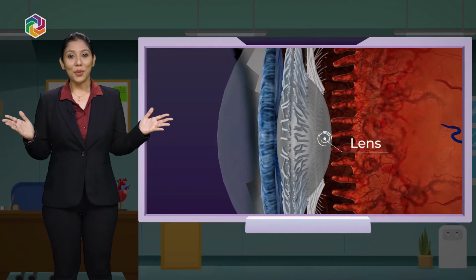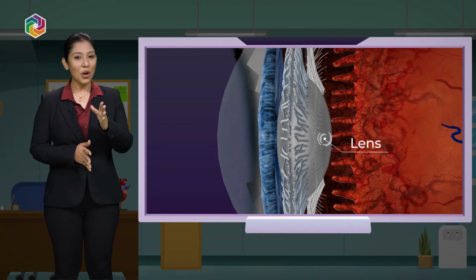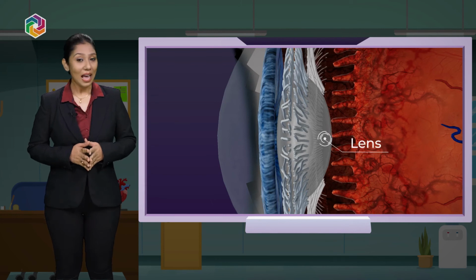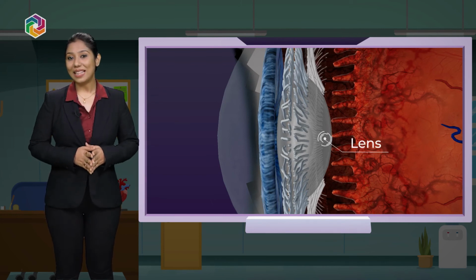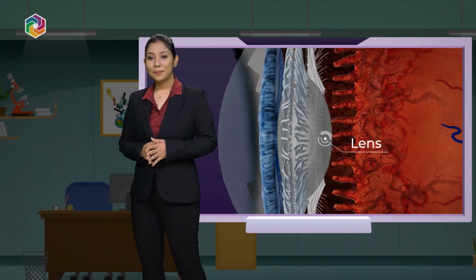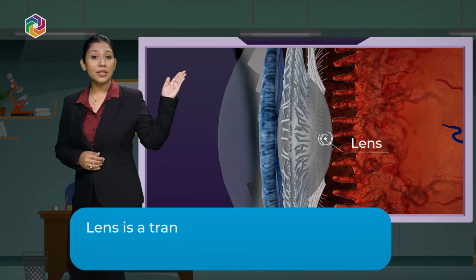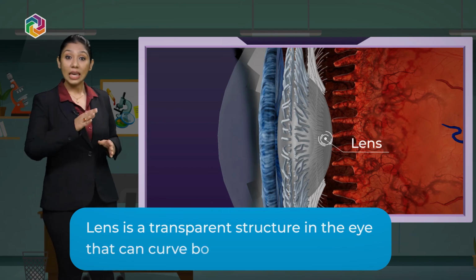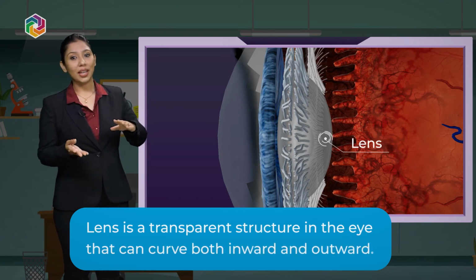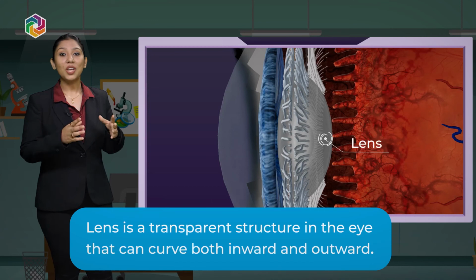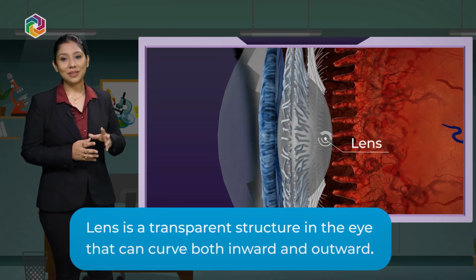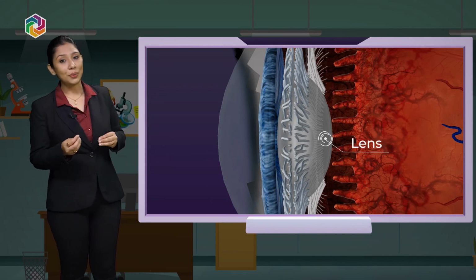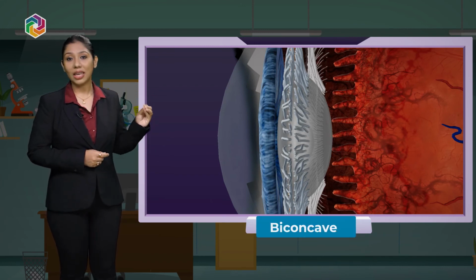You may wonder, what is a focal length? Not to worry, we will discuss it later in this chapter. As of now, let's know about the lens. A lens is a transparent structure in the eye that can curve both inward and outward and also works with the cornea to refract light. As it can curve both inward and outward, it is called biconvex.